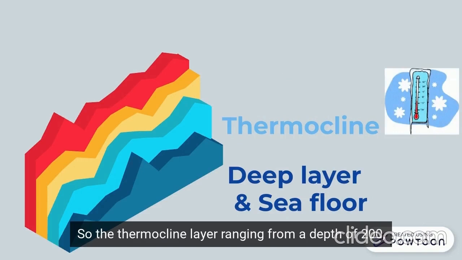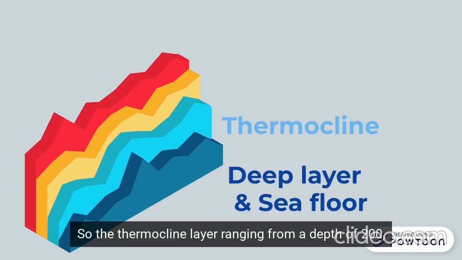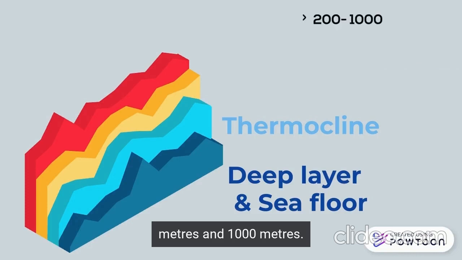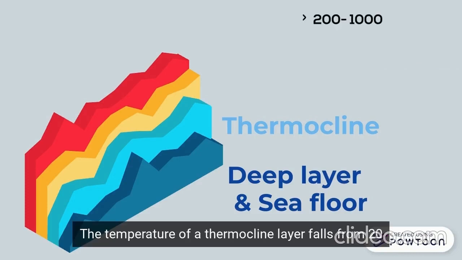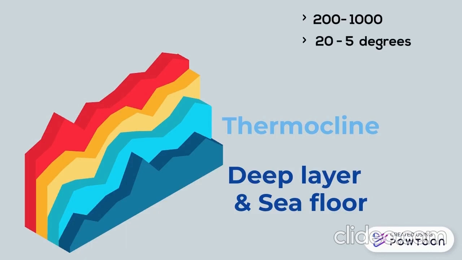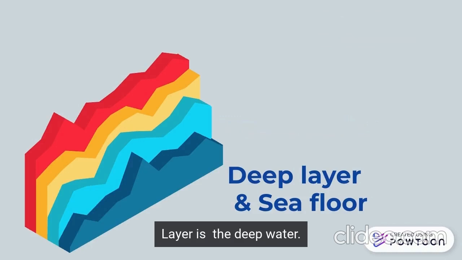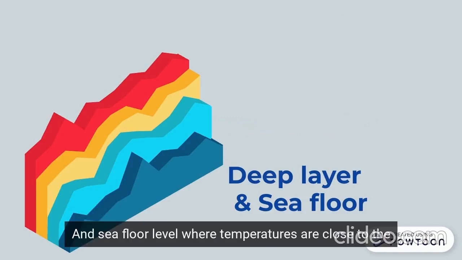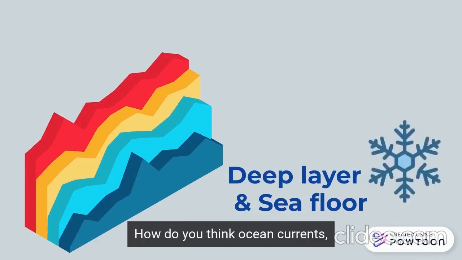The thermocline layer is the sudden drop of temperature, since the mixed layer does not penetrate very far, so the thermocline layer ranges from a depth of 200 meters and 1,000 meters. The temperature of the thermocline layer falls from 20 degrees Celsius to 5 degrees Celsius. Below the thermocline layer is deep water and the sea floor level, where temperatures are close to the freezing point.